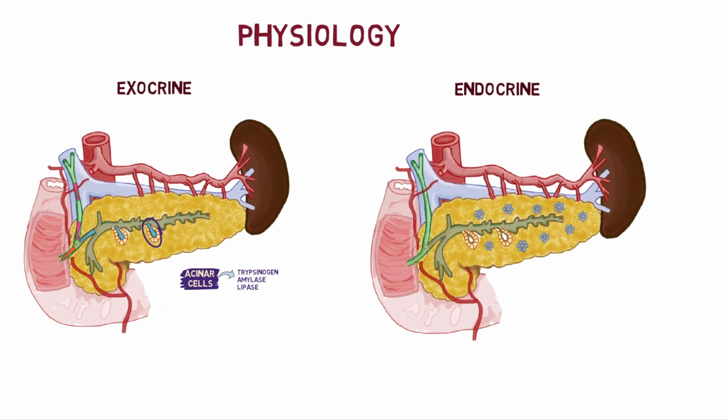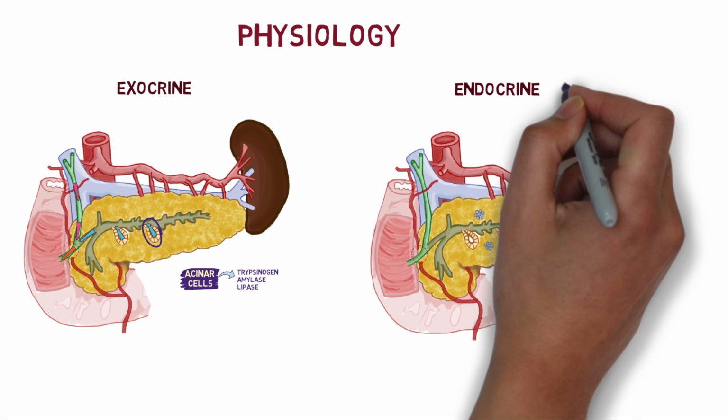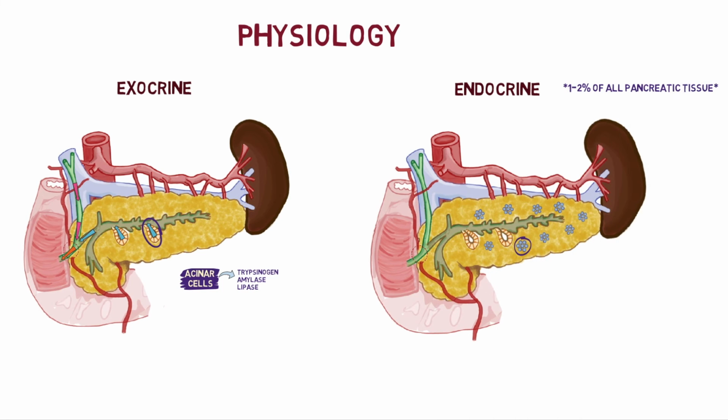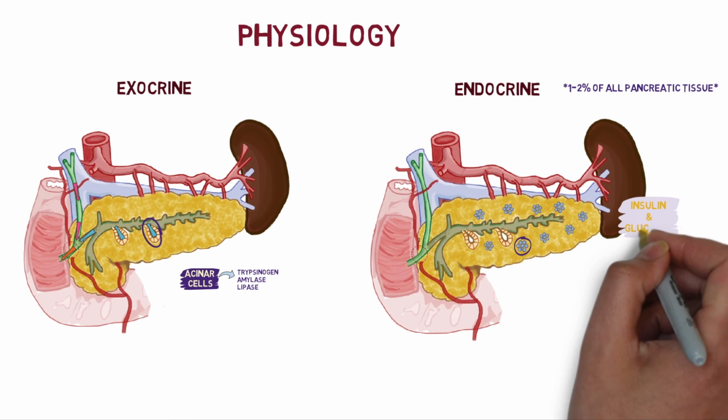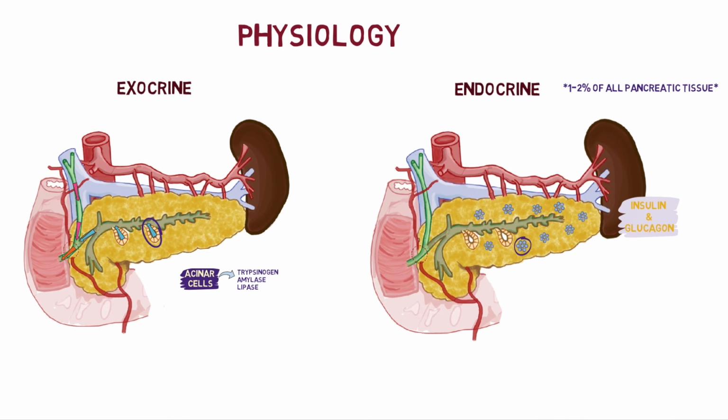The endocrine pancreas is chiefly comprised of islet cells. These actually only make up 1 to 2% of all pancreatic tissue. These cells produce and secrete the hormones insulin and glucagon. The cells are organised into groups, each known as an islet of Langerhans, with each group predominantly composed of both beta cells and alpha cells.